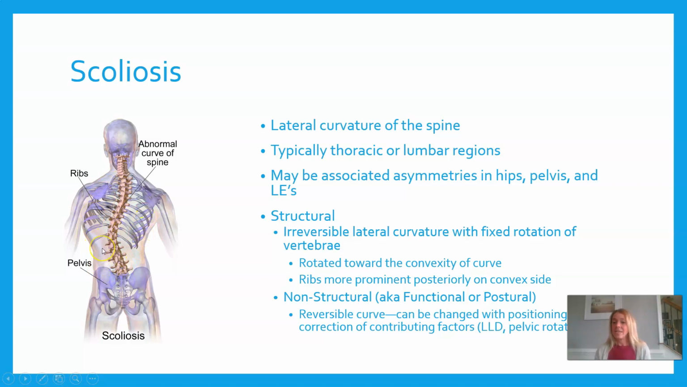This is what they check for, like in gym class, when you're checking for scoliosis and they have you bend down forward towards your toes. What they're looking for is for your back to be even. If one side appears higher than the other, then that could mean a potential rotation of the spine or scoliosis. A non-structural scoliosis, also known as a functional or postural scoliosis, is a reversible curve that can be changed with either changing the patient's position or correcting one of the contributing factors, which would be things like a leg length discrepancy, pelvic rotation, or some sort of asymmetry of the lower extremity, which we're going to get into in just a minute here.